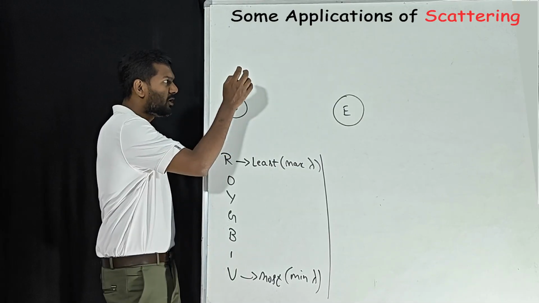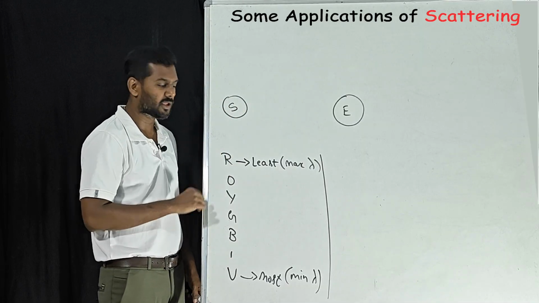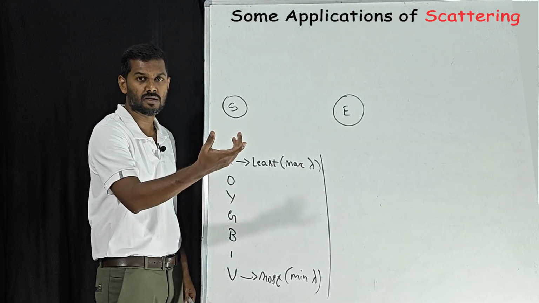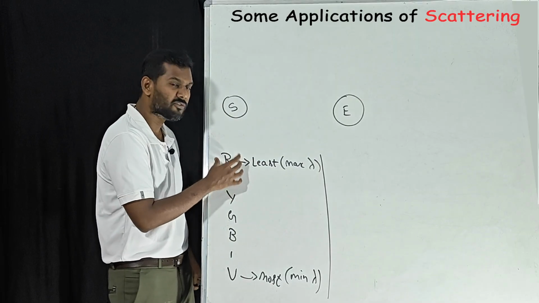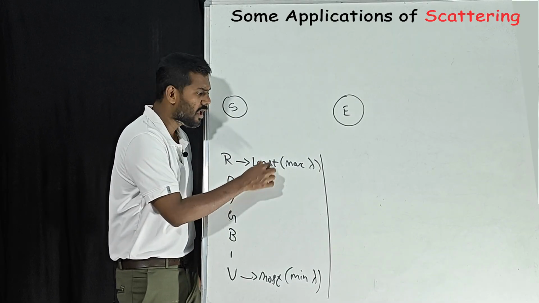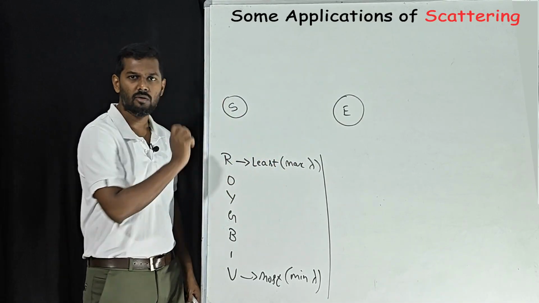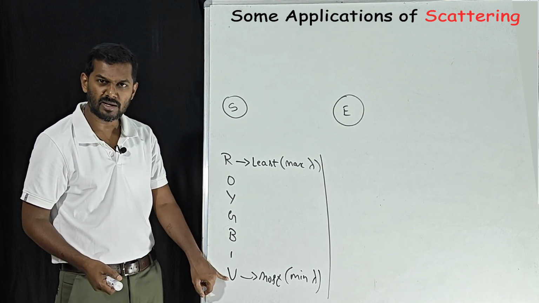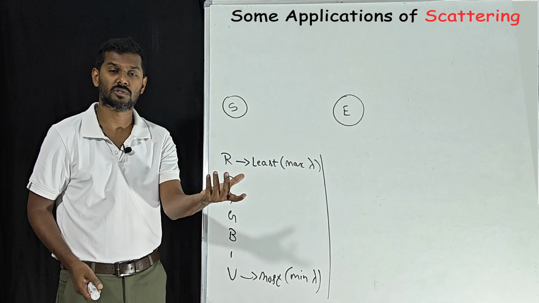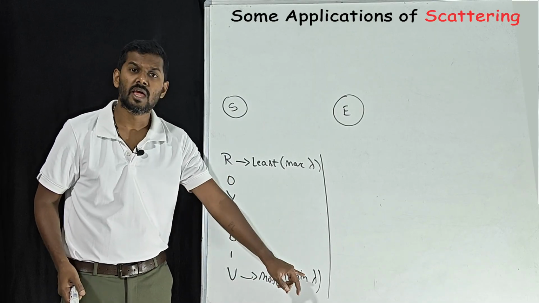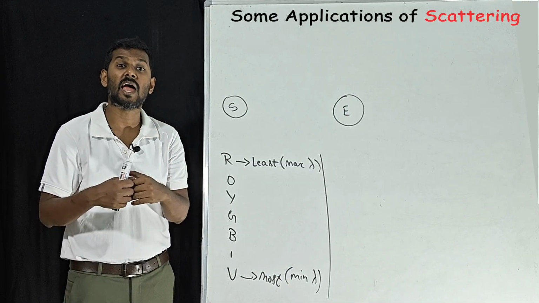Now listen, before going into the topic of whether the sky is blue, red or white, we need to know something. Red color will scatter least. Scattering means spreading, so the spreading of red color is least. Why? Because it has maximum wavelength. Next, violet color will scatter the most. Why? Because it has minimum wavelength. So if a color has minimum wavelength, it will scatter more.